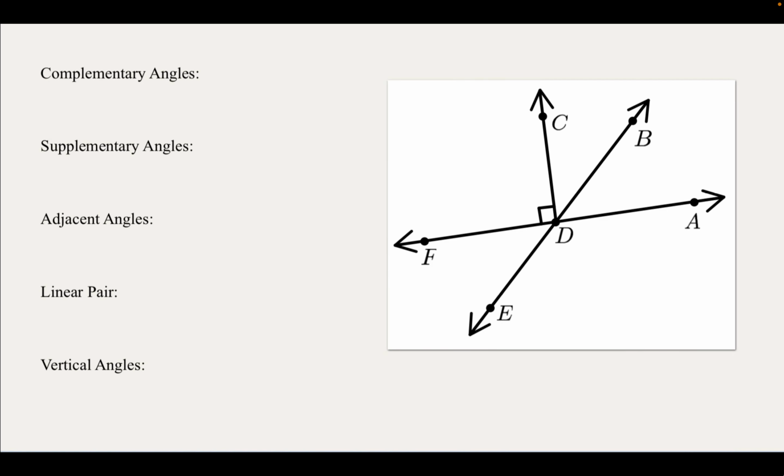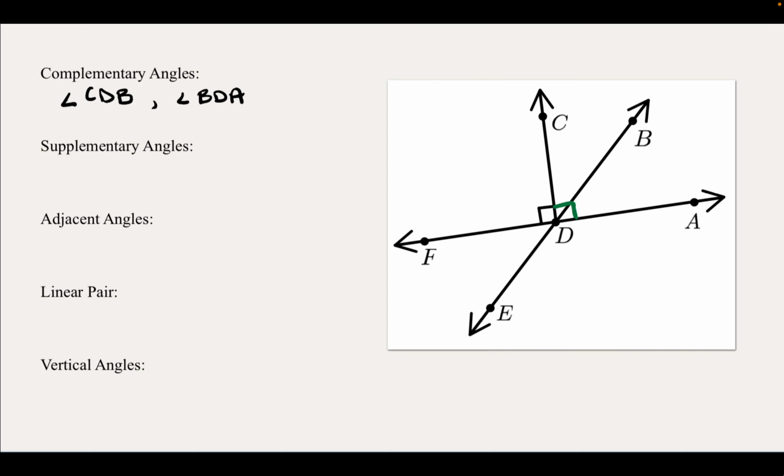Let's name these angles. Complementary angles. Now, I know that CDF is a right angle because I see that box. I also know that FDA is a straight line because that's what I can assume in geometry. That means that this is also going to be a right angle. So complementary angles would be the angles that form this right angle. So the two angles that would give you that 90 degrees would be CDB and BDA. So I'm going to say angle CDB and angle BDA.